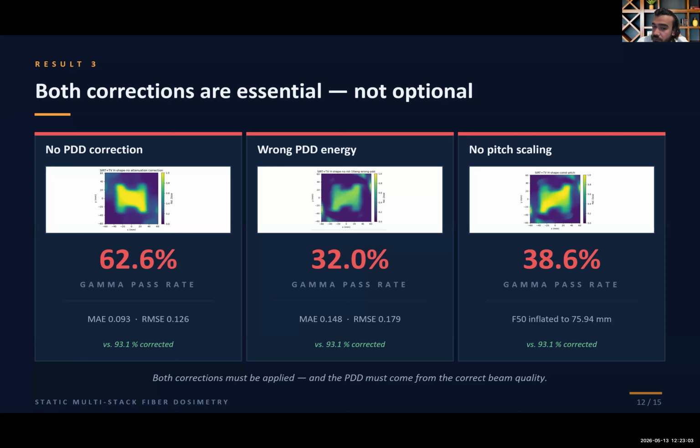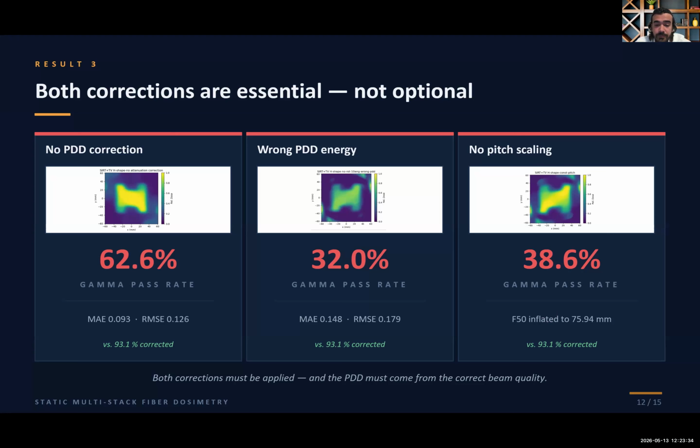But with a PDD curve from a different beam energy, maybe surprisingly, this is even worse than no correction at all. Gamma drops to 32% when we use a wrong PDD curve. Suppose I used a PDD curve of, say, a 7 MV or 9 MV beam or any other beam, then the gamma pass rate for that reconstruction is even less than with no PDD correction, which is 32%.